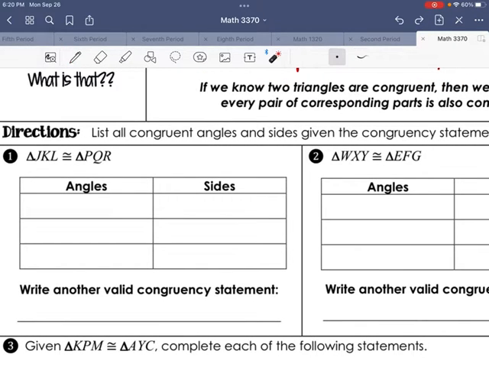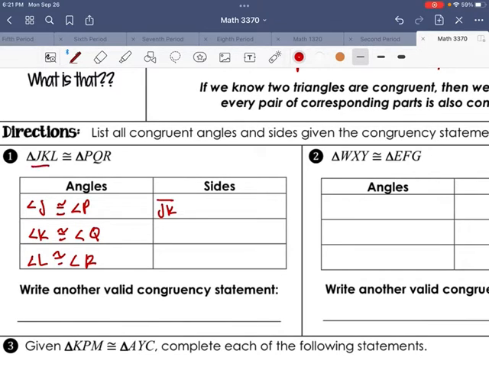But if I want to list all the corresponding angles on this, I would just match up the angles. Angle J is congruent to angle, whoops, I put the triangle symbol. Angle P. Angle K is congruent to angle Q. Angle L is congruent to angle R. Same thing with the sides. So I could say side JK.